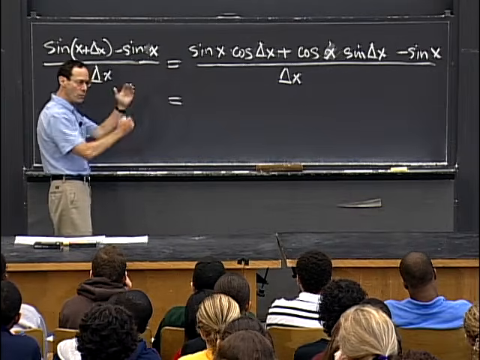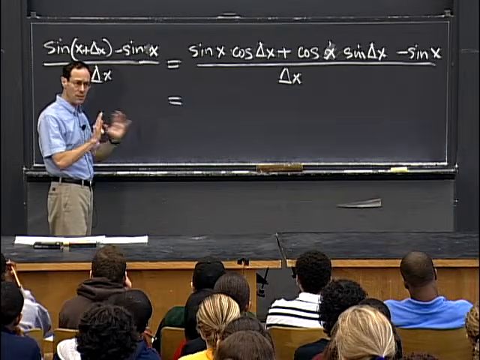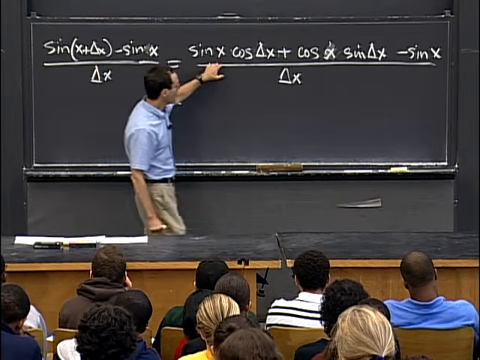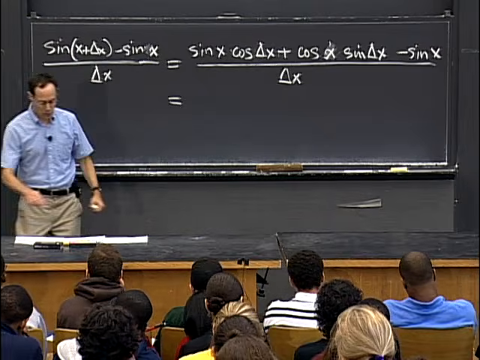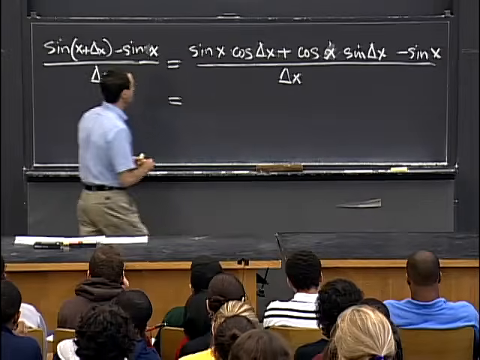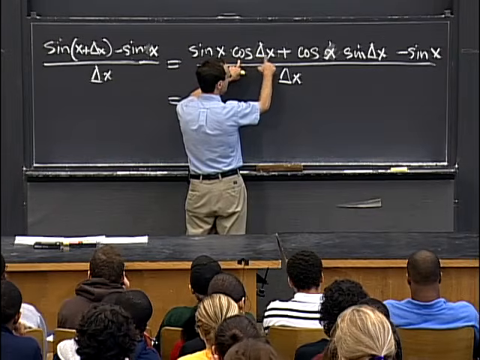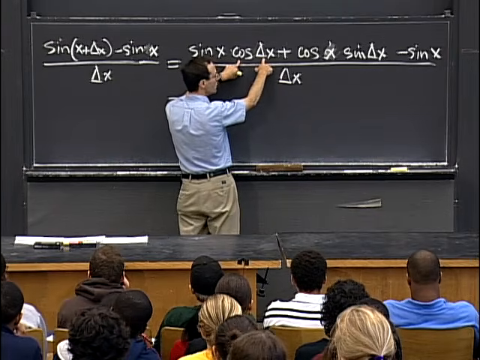If we get some 1 over 0 term, we'll get something meaningless in the limit. So I claim that the right thing to do here is to notice, I'll just point out this one thing, that when delta x goes to 0, this cosine of 0 is 1.